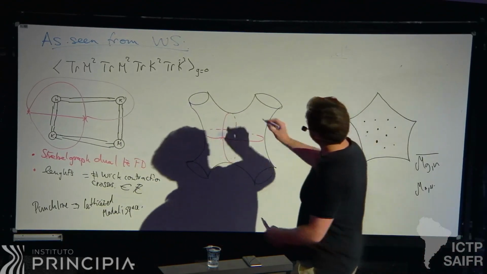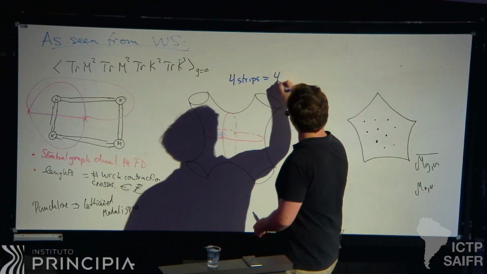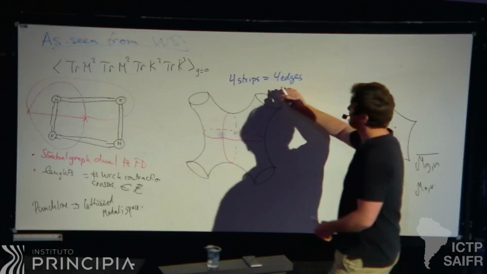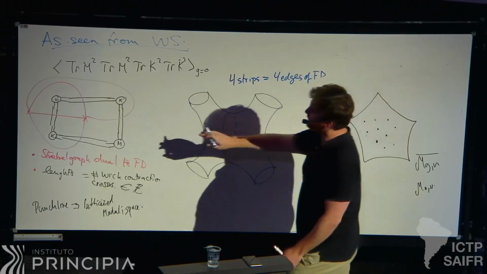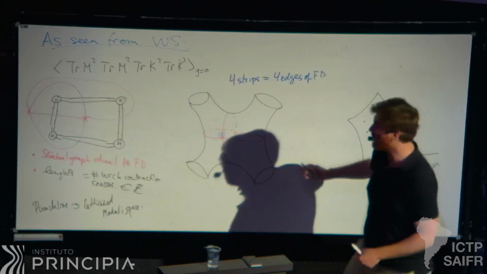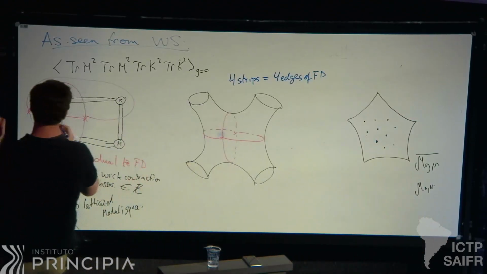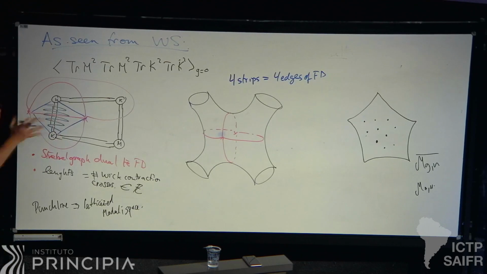It's going to be built out of 4 strips, and each of these strips is simply going to be the edges of the Feynman diagram. So we've got 4 edges, and we're going to glue 4 edges together to build this surface. So how are we going to do that? Let me bring your attention to this area over here. This is this diamond shape.